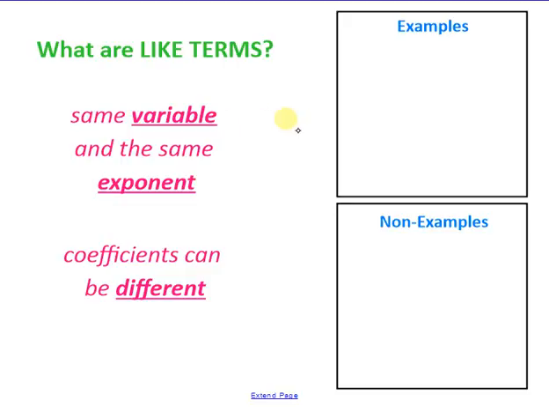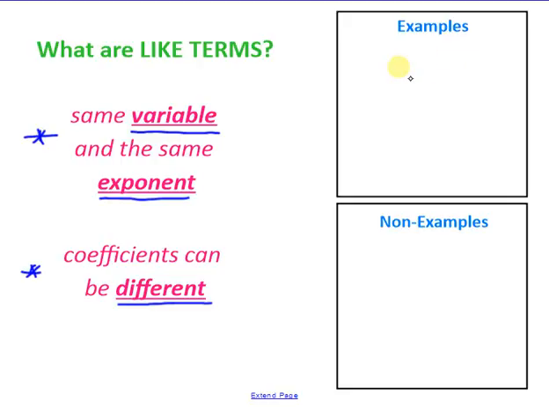So what are like terms? Like terms have two important characteristics. For one, they have the same variable and the same exponent, and I'm going to show you what that looks like. The other thing that's important to know is that the coefficients, which means the number that's in front of the variable, can be different. But again, they need to have the same variable and the same exponent.